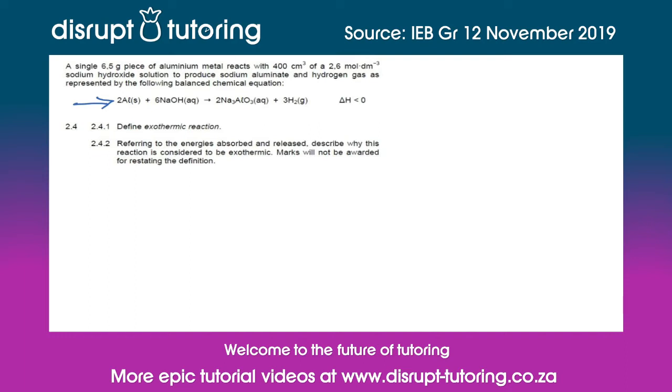So question 2.4.1 asks us to define an exothermic reaction. An exothermic reaction is one in which energy is released or given off, and it can also be described as a reaction in which chemical potential energy is changed into thermal energy. So that is the definition that they're looking for.